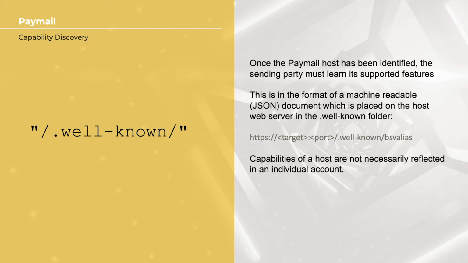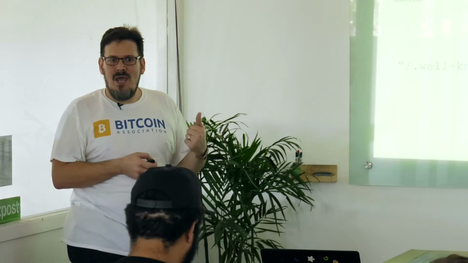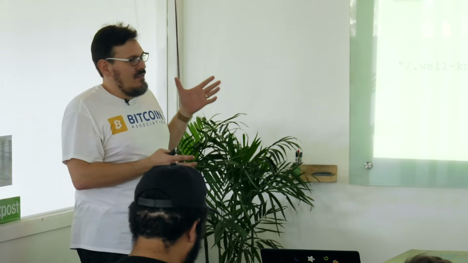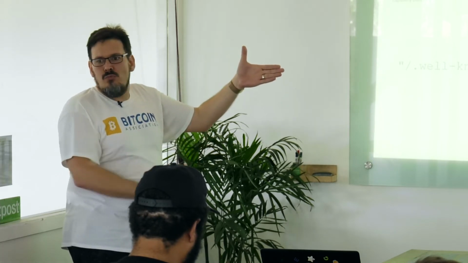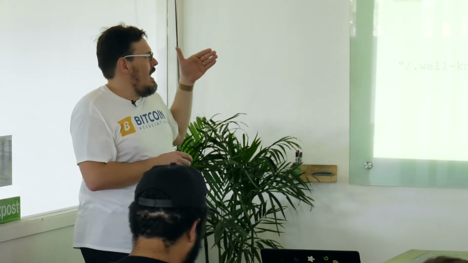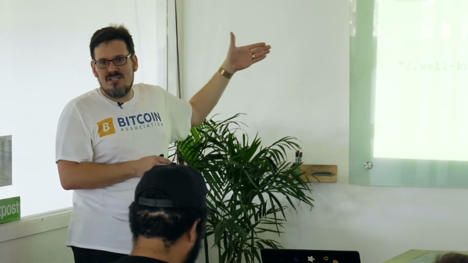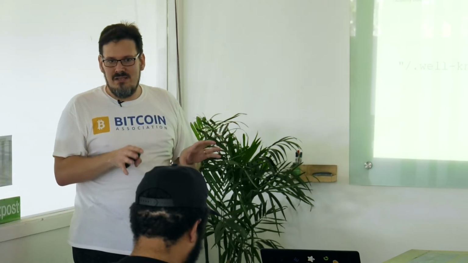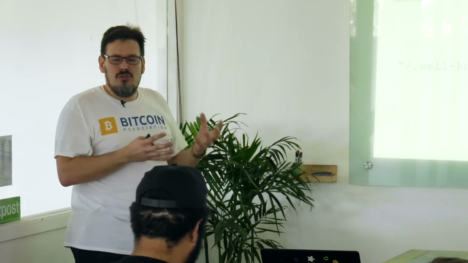The capabilities of a host are not necessarily reflected in an individual account. So you might have a Paymail address that's provided to you by a given domain name host, like ProtonMail or whatever, and they may have a set of features, but you may not subscribe to that full set of features. So one thing is that with capability discovery, someone connecting to them will receive the full set of capabilities for all wallets, not necessarily your wallet. I just wanted to make sure that I said that, because that could cause problems.